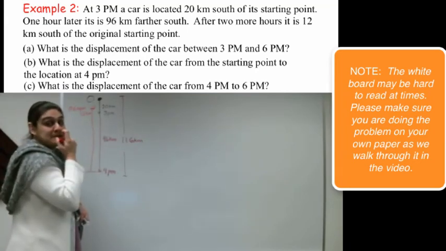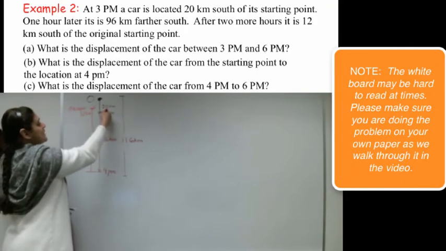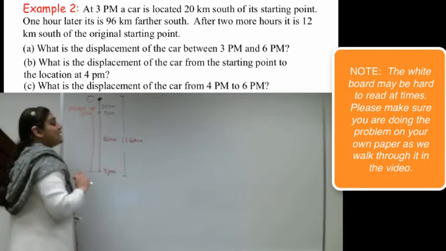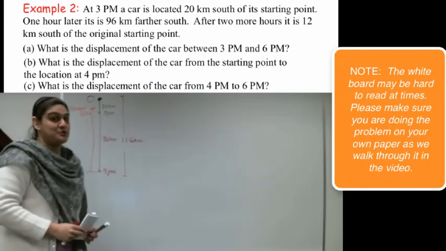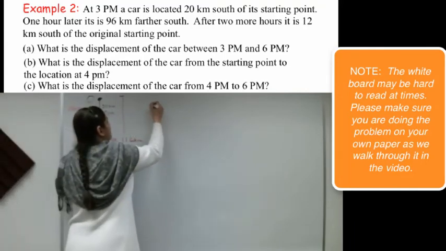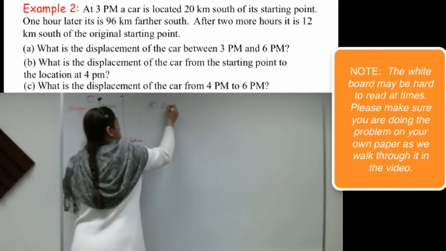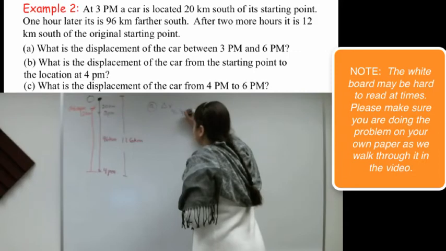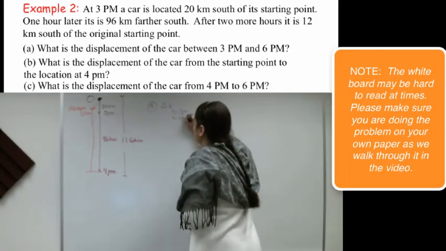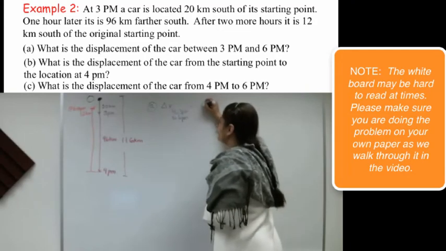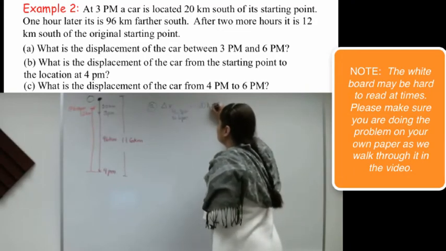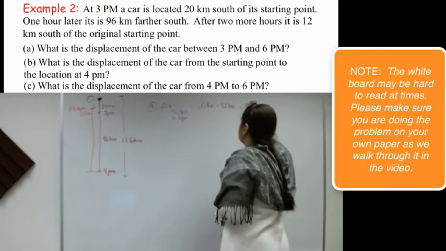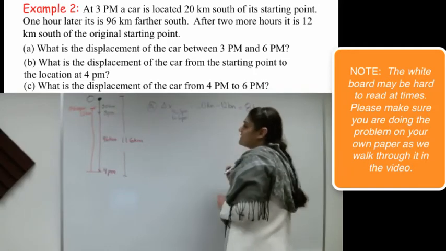Okay? So now what is the displacement? So the distance that the car traveled was all the way down, and then it returned all the way up. But what is the displacement between these two positions? So displacement delta x between 3 p.m. and 6 p.m. is actually equal to 20 kilometers minus 12 kilometers. So the total displacement is 8 kilometers.